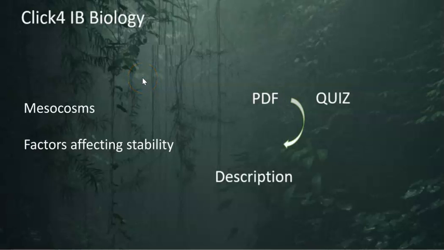Well, welcome to Click for IB Biology in the series of videos concerning ecological stability and change. In this particular video, we're going to look at mesocosms, which are experimental methods in the experimental study of the factors affecting the stability of ecosystems.